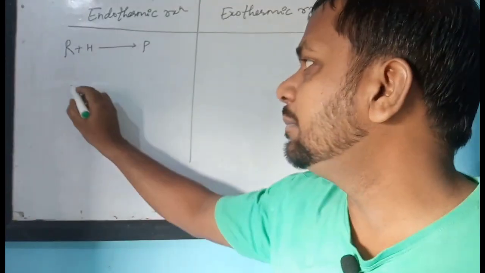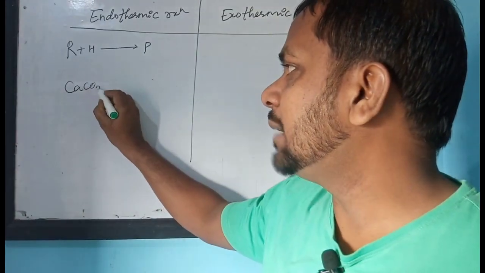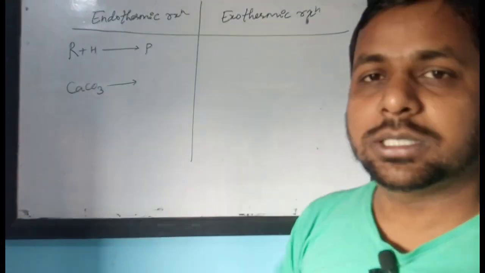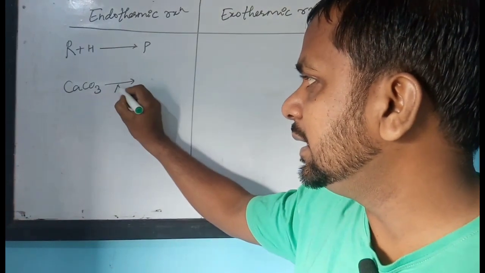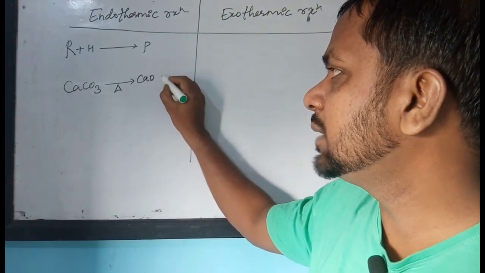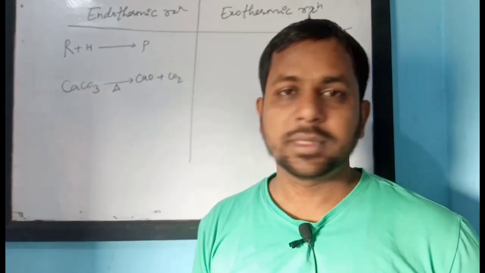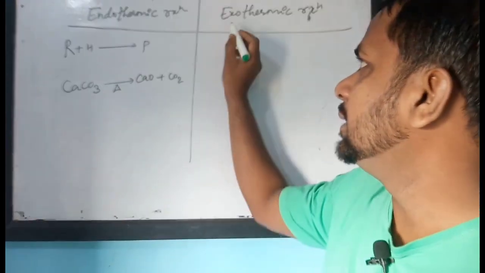We can see an example here. Suppose calcium carbonate is there. If we do not heat it, it will not change into other components. But if we give heat here, it will change into calcium oxide and carbon dioxide.